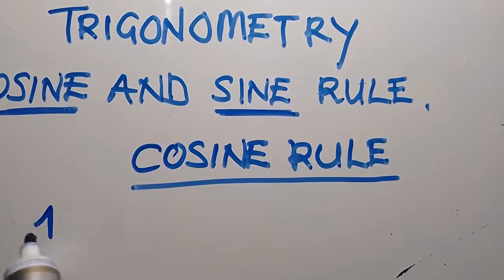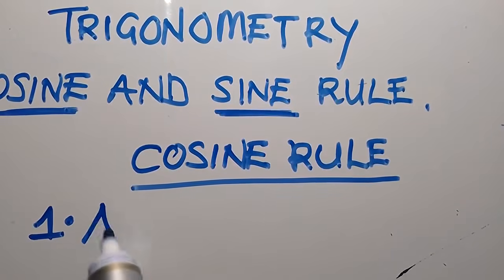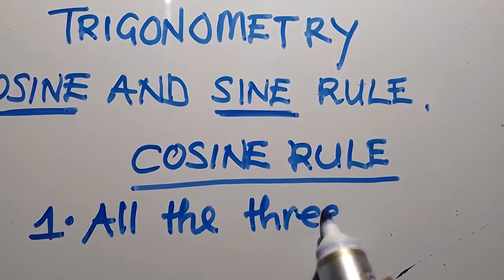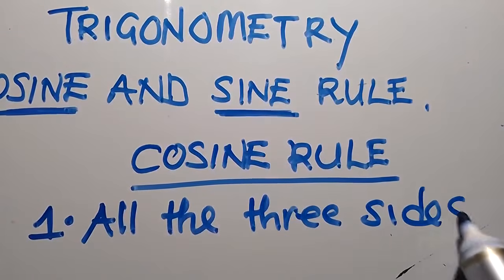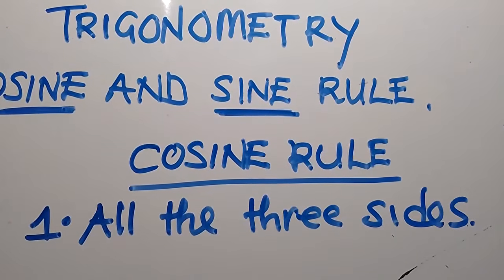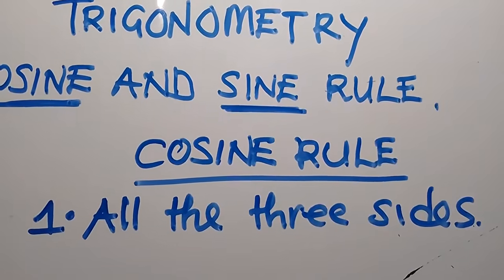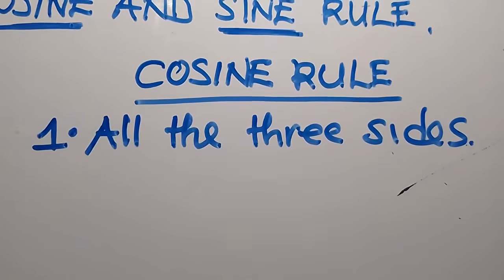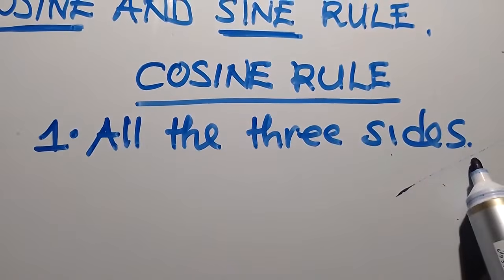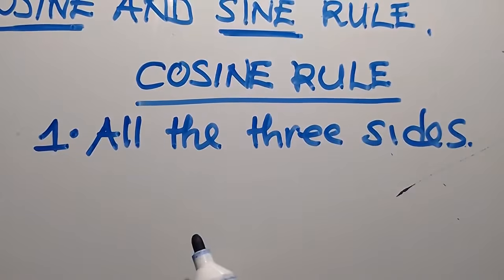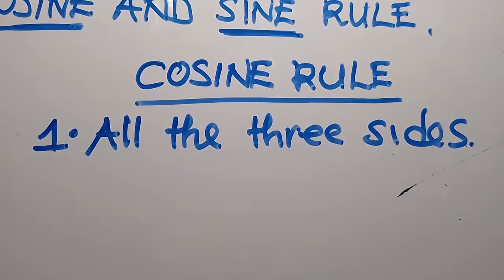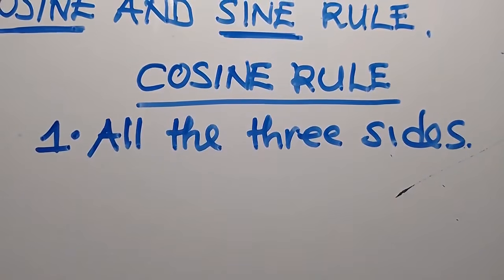The first one under the cosine rule is that we use the cosine rule when we are given all the three sides. This is what you need to know and understand. So when do we use the cosine rule? We use the cosine rule when we are given all the three sides. Each time you are given all the three sides, you know that you just need to use the cosine rule.